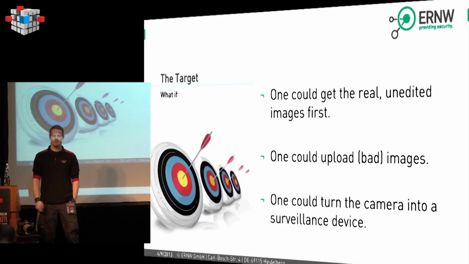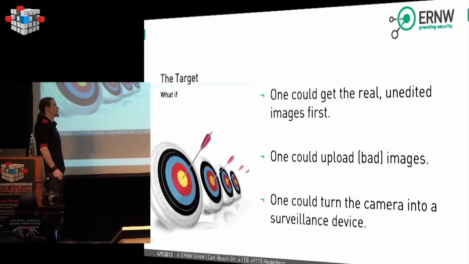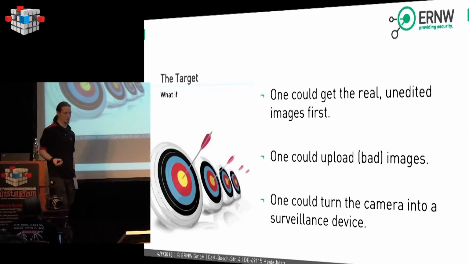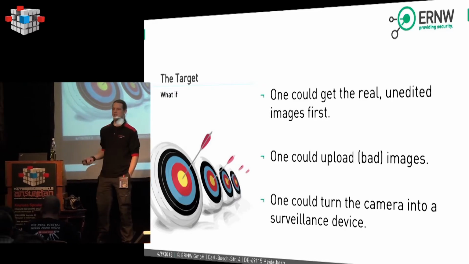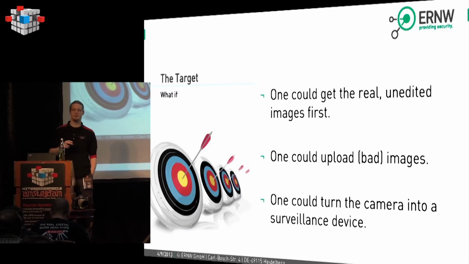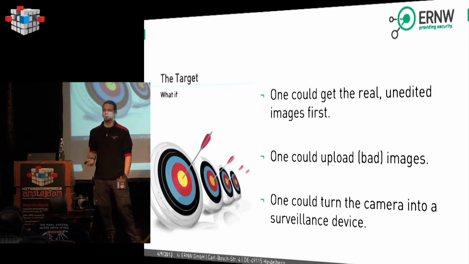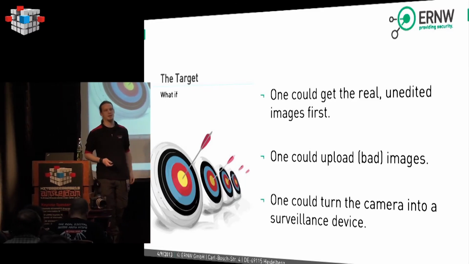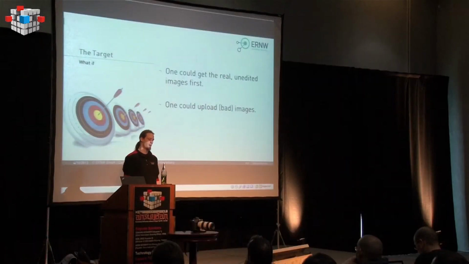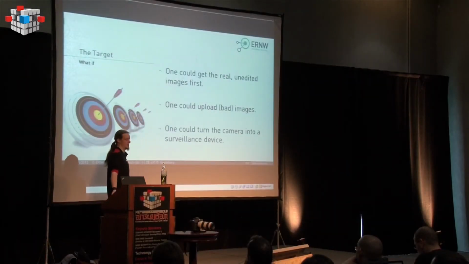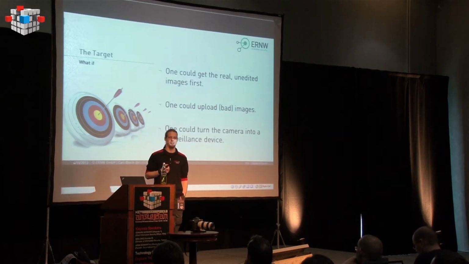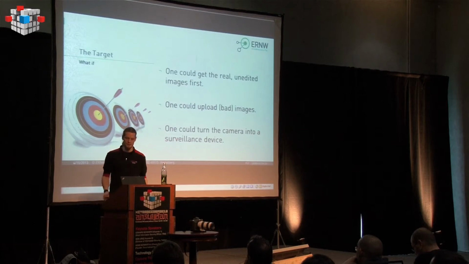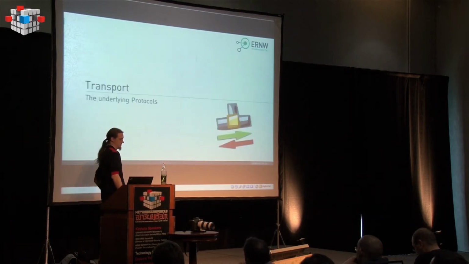What could possibly go wrong if we're able to get the real unedited footage first, so download all the uncensored pictures from the camera directly from the event? Or what would happen if we were able to upload some images to the camera, like put on some bad images you don't want to have on your camera, and then point out the photographer to some security guy: hey, he has really bad images, you should take a look at that camera. Or even worse, what happens if we're able to turn the camera into a surveillance device?